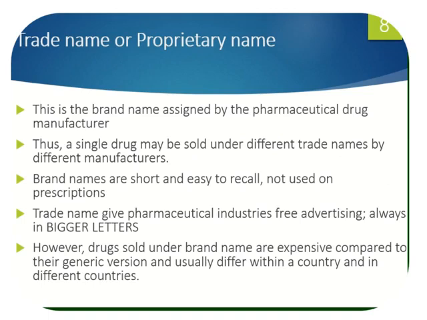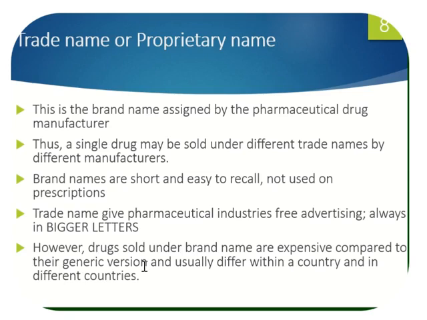The trade name is assigned by the pharmaceutical drug manufacturer, and thus a single drug may be sold under different trade names. It could have the same generic name but be sold under different trade names depending on the manufacturers. Brand names are short and easy to recall, but they're not used on prescription because if you use them, you are being specific with what you want, and they're usually a bit expensive. And these trade names are usually written in bigger letters, and they provide free advertising for the industries.